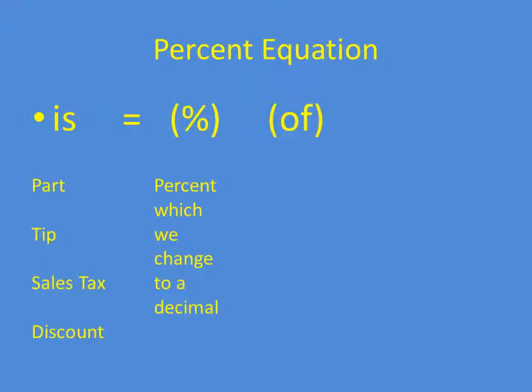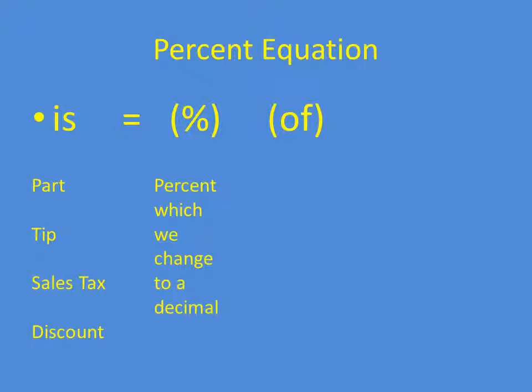The next part of our equation is the percentage, which we always have to change to a decimal before we do anything. And it's always just going to be the percent. It's always going to go right here by the equal sign.